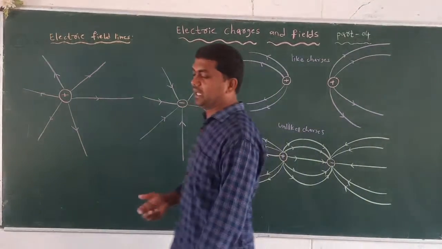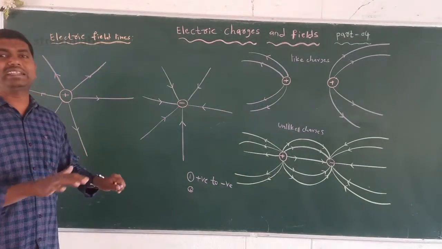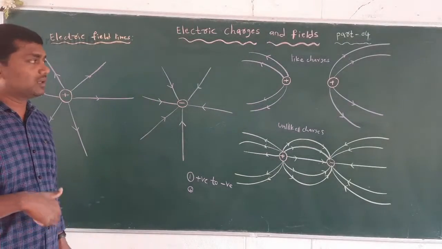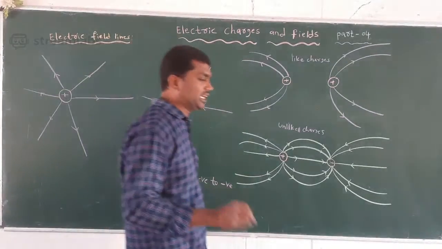The second point is that electric field lines do not intersect, meaning they do not coincide. If they coincided, there would be two directions at that point, which is impossible. So electric field lines do not intersect at any point.